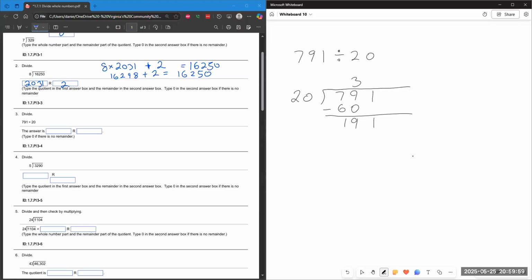So this remainder needs to be between 0 and 1 less than this number. Let's bring down that 1. 20 goes into 191 9 times. That's 180. And that gives us a remainder of 11. Again, my remainder can be anything between 0 and 1 less than this number. If it's equal to this number or more than this number, then I did my division wrong over here and it can go in more times. So this is going to be 39 with a remainder of 11.